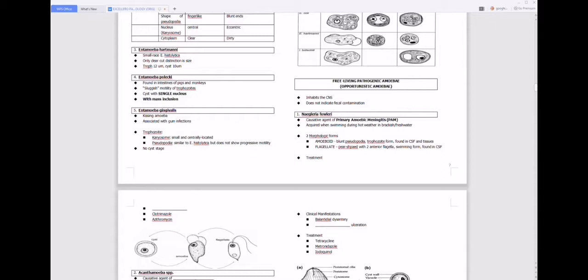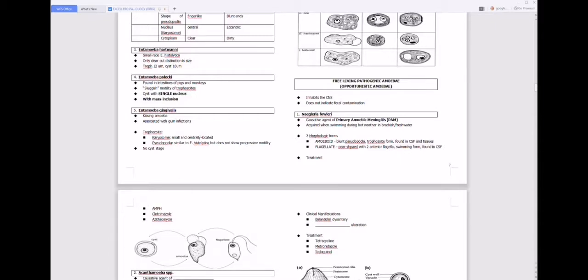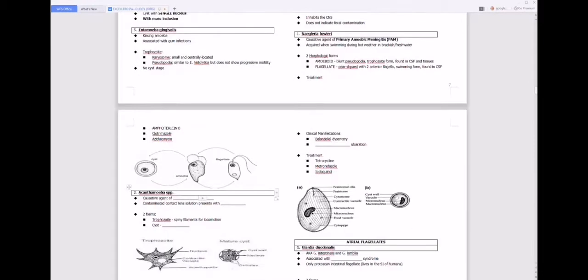So, what is the treatment for Naegleria fowleri? So, the treatment for Naegleria fowleri is amphotericin B. So, amphotericin B. Yan talaga yung mainstay treatment niya. But you can also use clotrimazole and azithromycin.